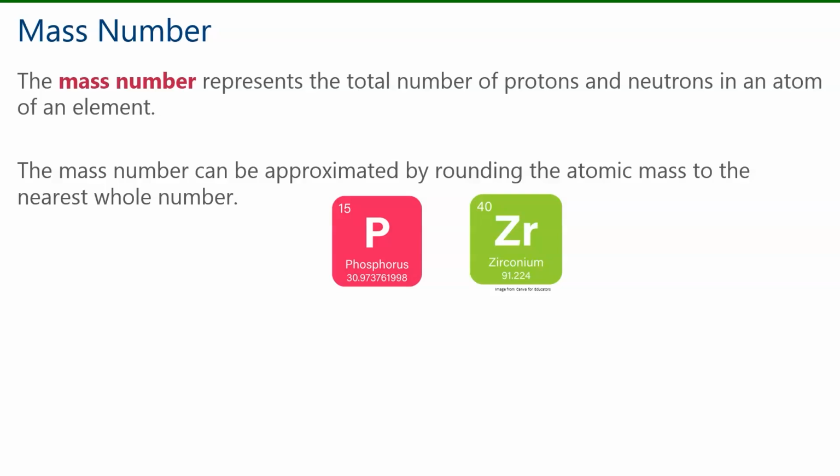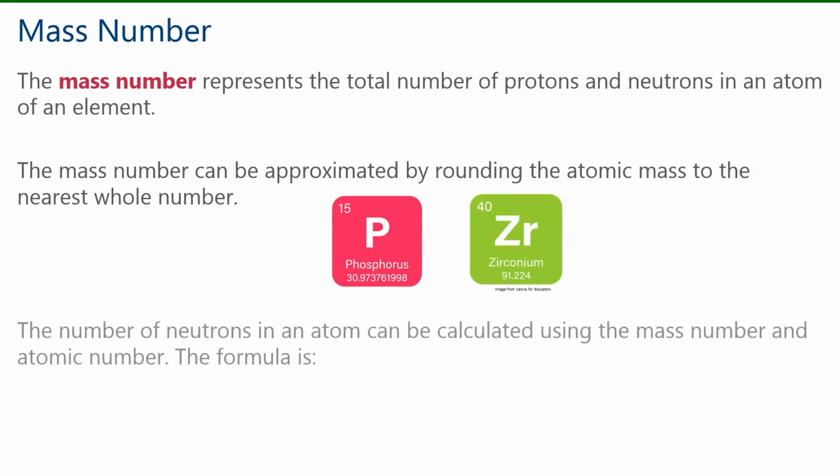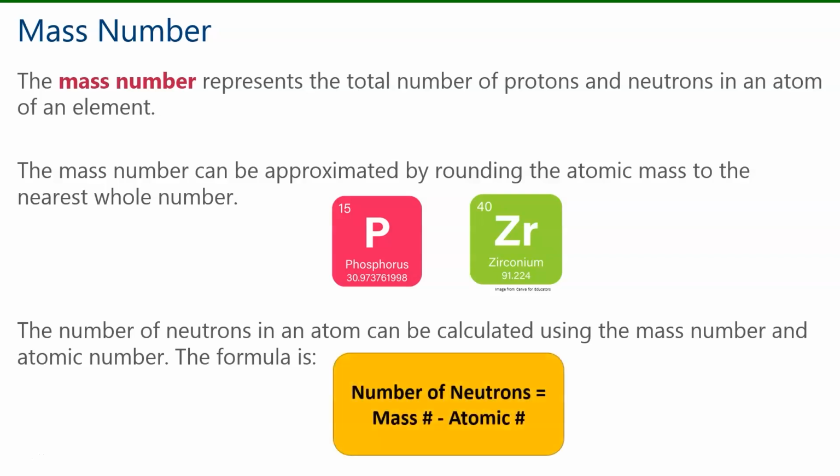We've already talked about how to determine the number of protons and electrons in a neutral atom. Let's look at how to determine the number of neutrons. The number of neutrons in an atom can be calculated using the mass number and the atomic number. The formula is the number of neutrons is equal to the mass number minus the atomic number. Remember, the atomic number is the whole number up in the corner.